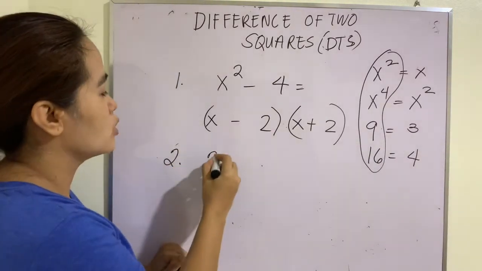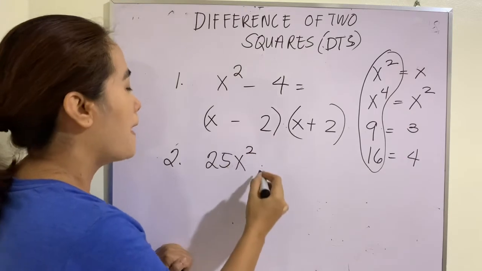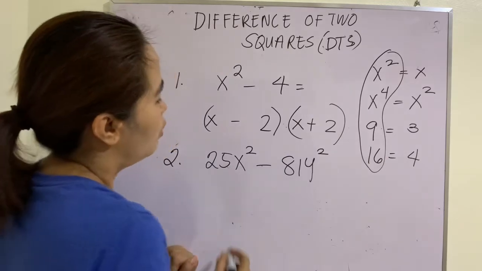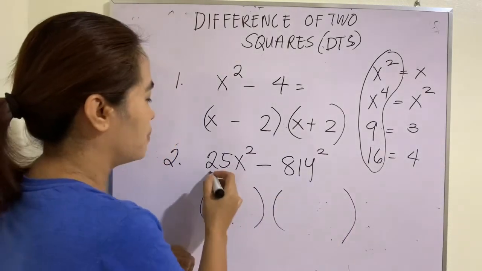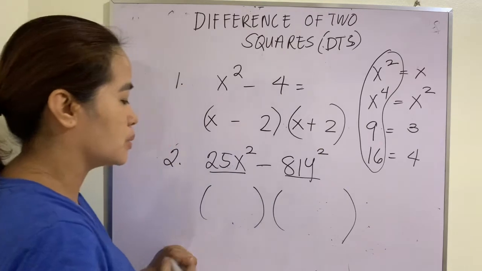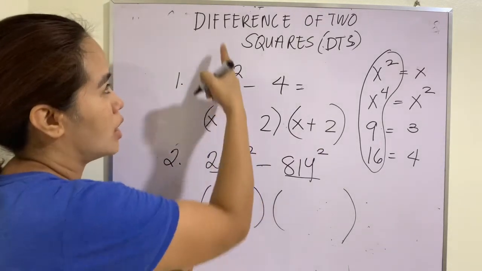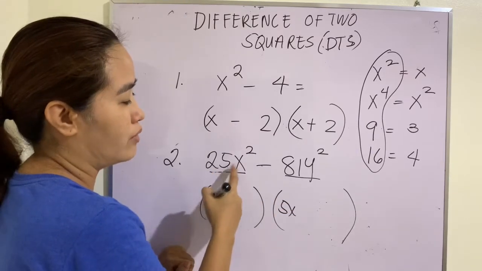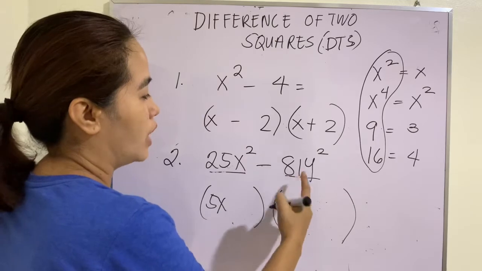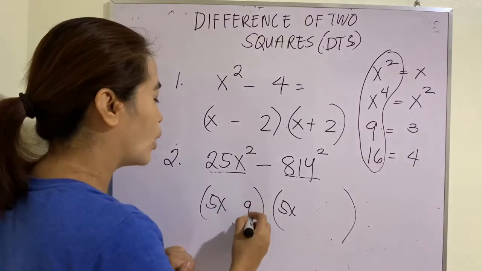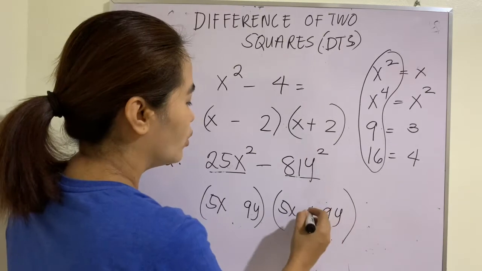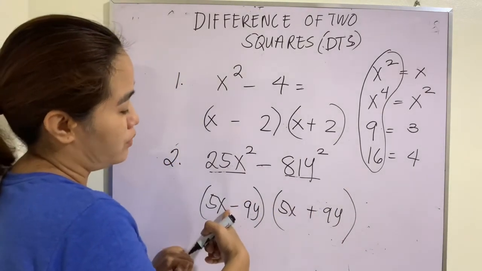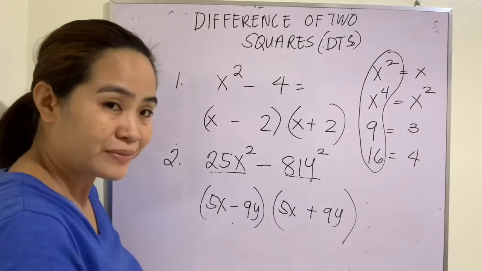Let's say, for example, 25x squared minus, let's say, 81y squared. What are the factors of this? Again, this is a perfect square. This one is a perfect square too. And they are separated by a minus sign. That's why it's a difference. So it's 5x. The square root of 25x squared is 5x. The square root of 81y squared is 9y. Just copy it. And one positive, one negative. These two can be interchanged. You may write positive first and then negative here. Okay?